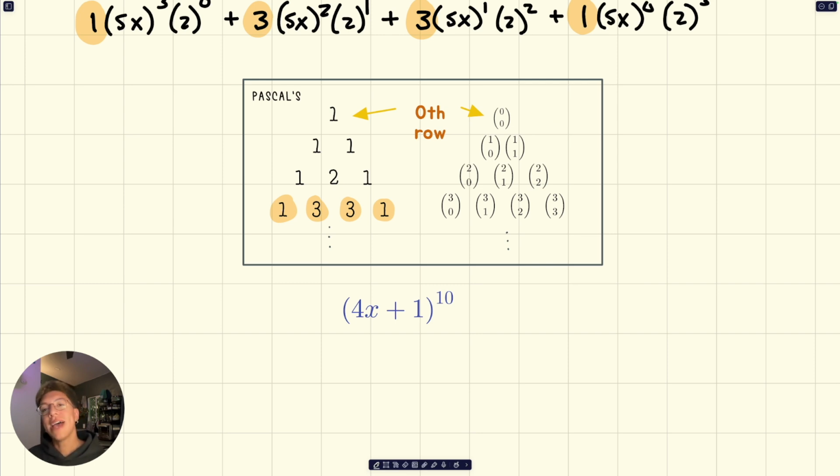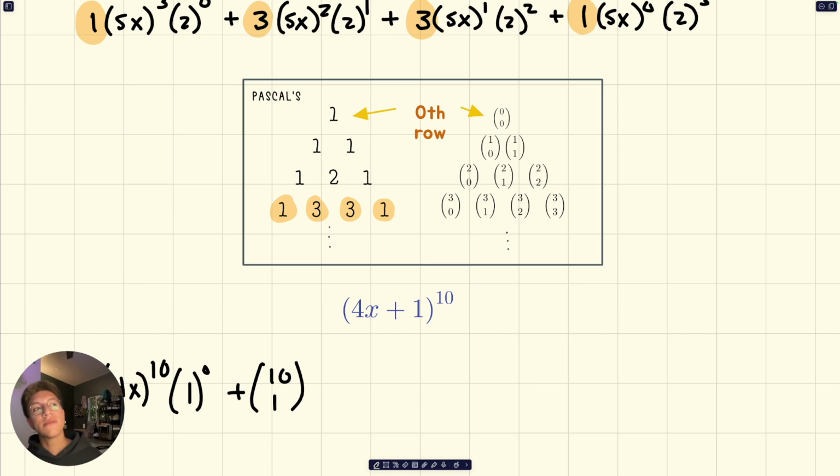So we can imagine that if we're doing an expansion all the way to the 10th power, what we should do is go down to the 10th row, and on the 10th row, our very first number is going to be 10 choose 0. And just like with the pattern we saw before, we then take our first term, 4x, and raise it to the highest power, 10, and we take our second term, 1, and raise it to the 0th power. And so just in that way, we can start to build out the expansion for this binomial.